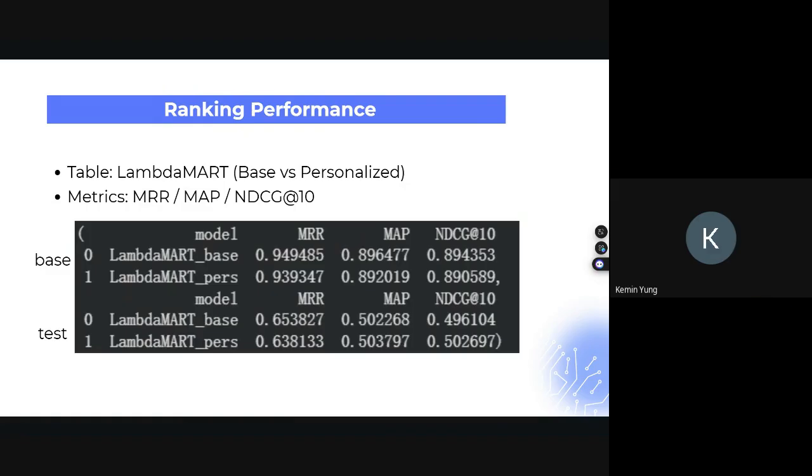This table compares ranking performance between the base and personalized LambdaMART model using MRR, MAP, and NDCG@10. Personalization shows slight improvements on some test metrics, but not consistently across all measures. Okay, next slide, please.